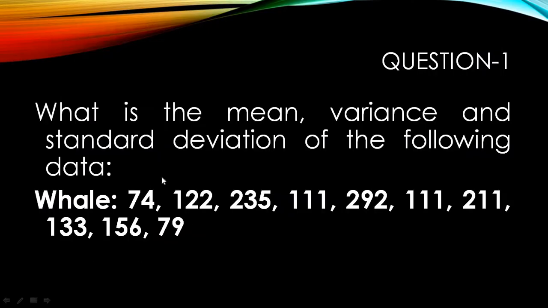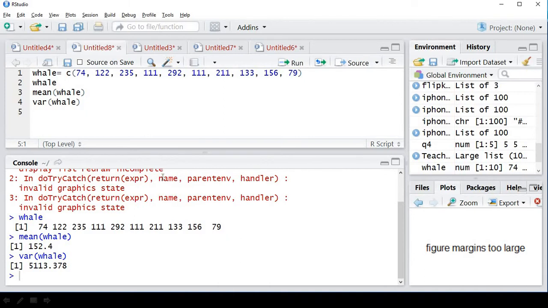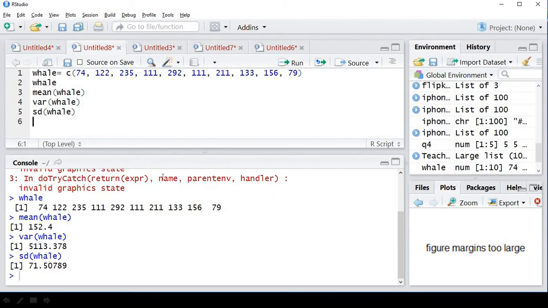Now I calculate my standard deviation. Okay, let us see. SD val. Now I get my standard deviation, that is 71.50 whatever. Okay, so this is quite simple. I hope this is very clear.